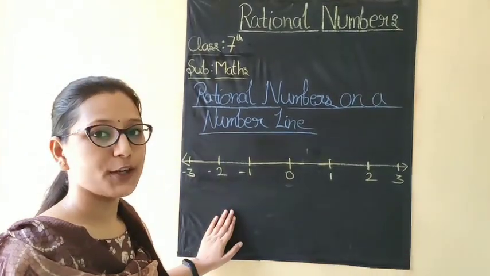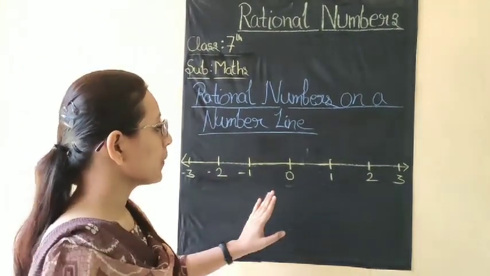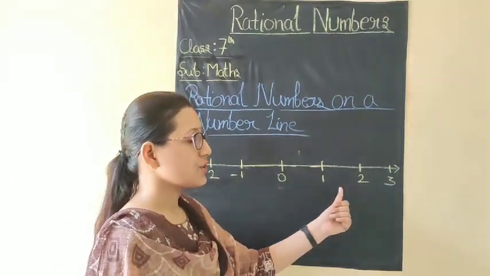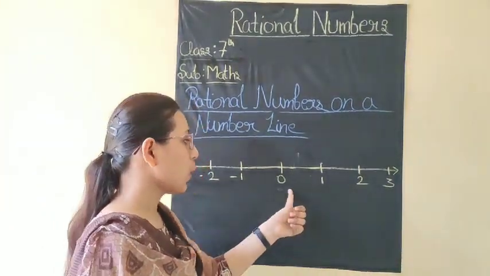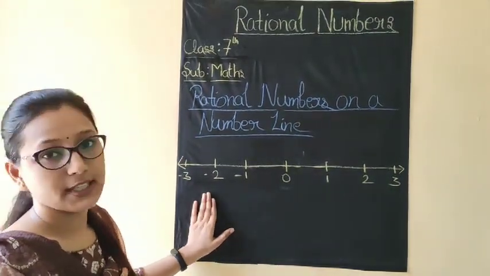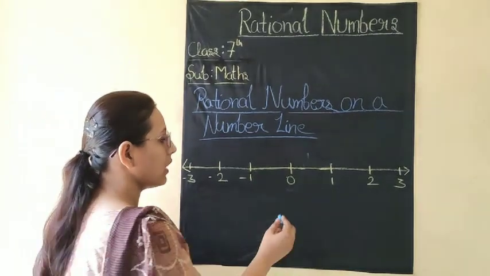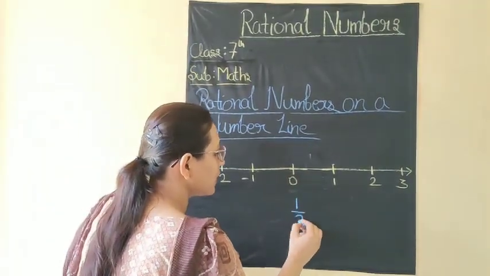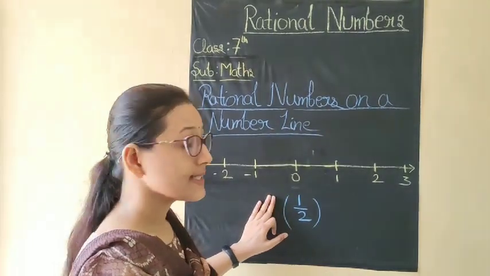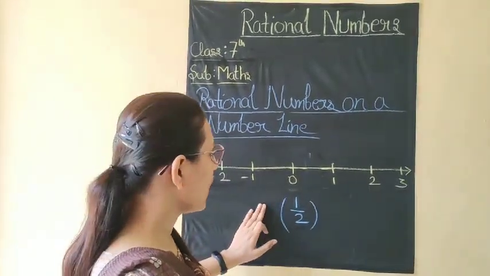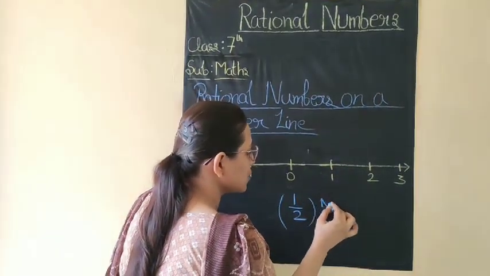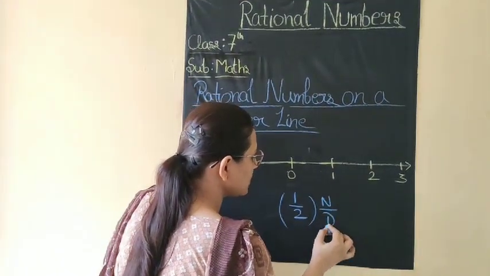Rational numbers on a number line. Points on the right side of 0 are called positive integers and points on the left side of 0 are called negative integers. Now let's mark 1 by 2 on the number line. This is a rational number and we have to mark it on the number line. 1 is the numerator and 2 is the denominator.